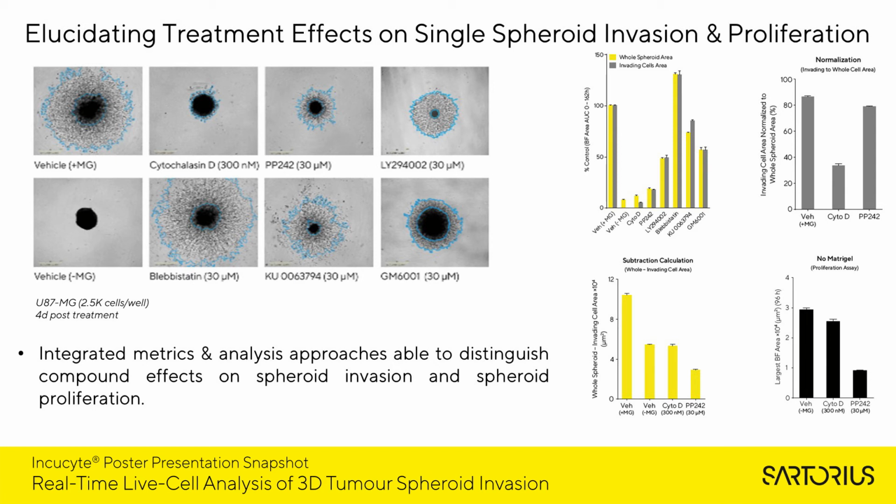Now, to validate this analysis approach, we performed a separate study in the absence of Matrigel, and again similarly PP242 appeared to inhibit spheroid proliferation as shown in this bar graph as a reduction in the largest bright field area. Now, this really shows the power of the IncuCyte not only to understand the effects of these compounds visually by looking at the bright field images, but also the use of integrated metrics and analysis approaches that enable you to distinguish compound effects on spheroid invasion and spheroid proliferation within an invasion application.